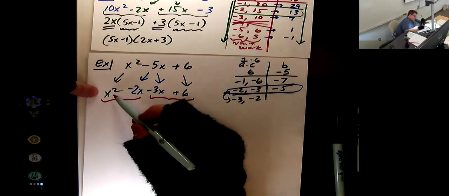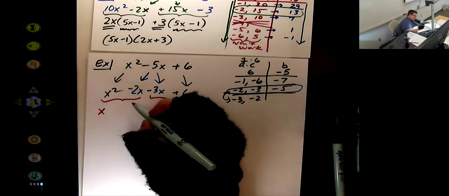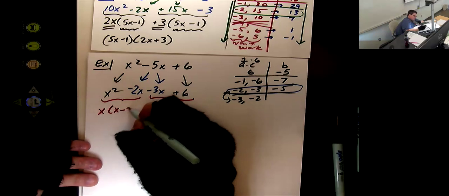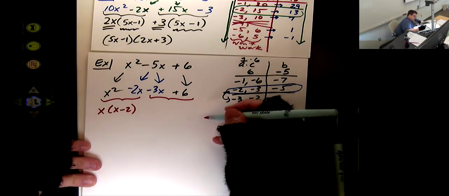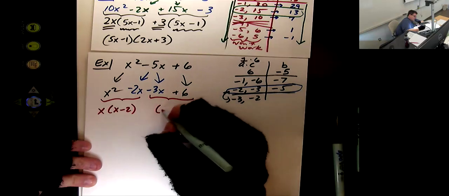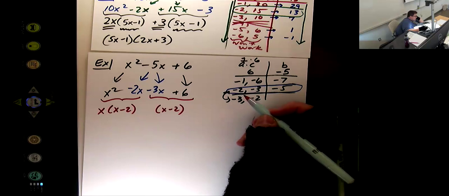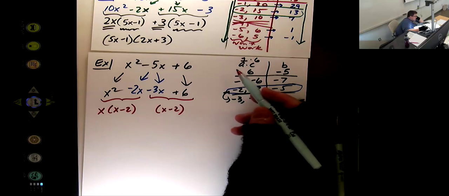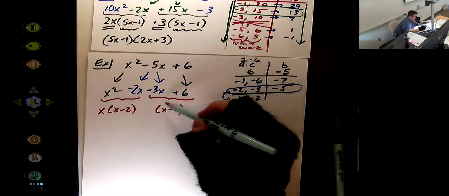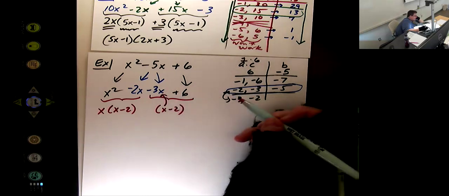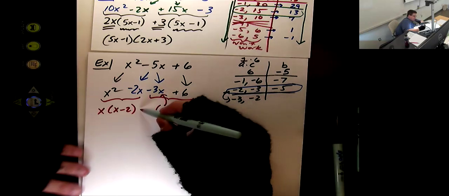This is an x squared, so there's no number in common. The only thing this one has in common is an x. This leaves behind an x minus 2. If done correctly, that x minus 2 repeats. What do I need to multiply x by to get -3x? -3, right?